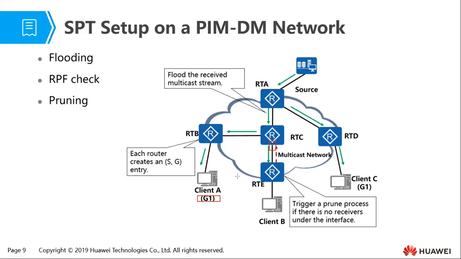Now, each pruned interface has a timer. When this timer expires, it triggers what we call a flood prune process. This particular timer by default is 210 seconds, or you can call it 3 minutes. So that means that a flood prune process will repeat on every pruned interface after every 3 minutes.